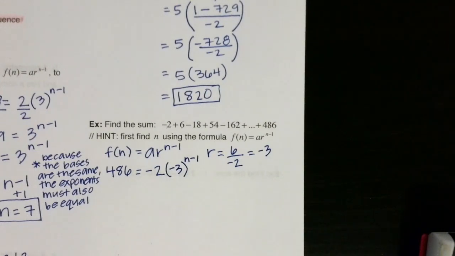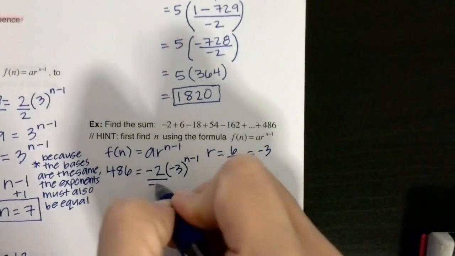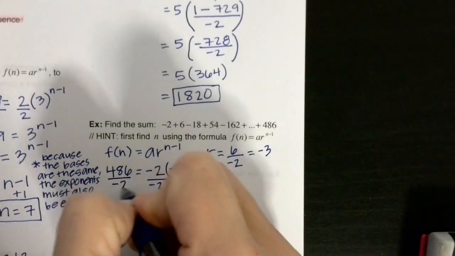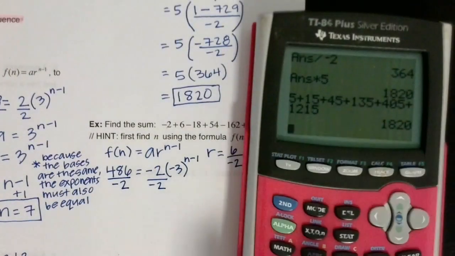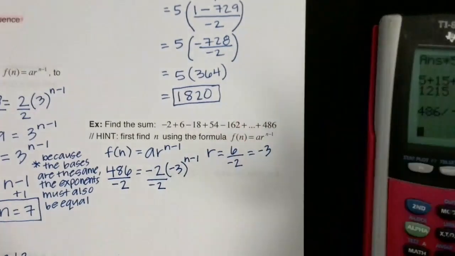We have our formula. Our first step is always the same: divide out that initial value. So I'm going to use the calculator. 486 divided by -2 is -243.